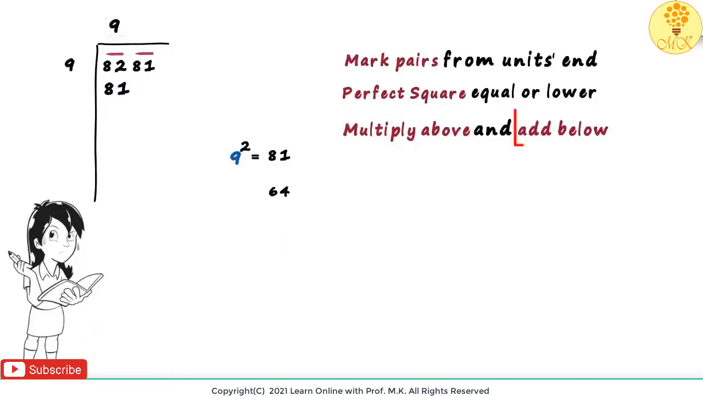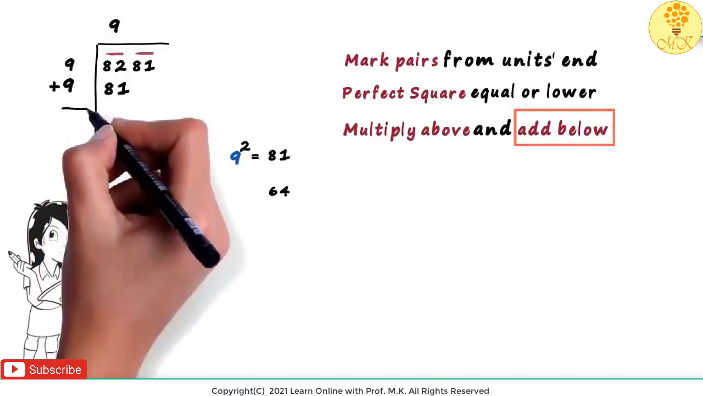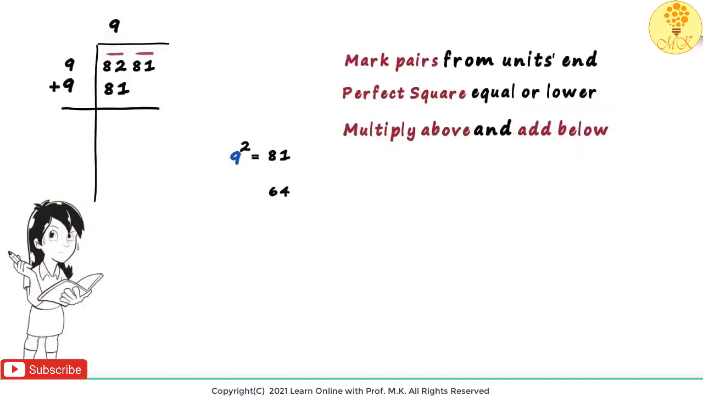Now let's come to add below. We add 9 with 9 and write the sum underneath. 9 plus 9 gives us 18. We multiply the same number with itself above and wrote the product here. And we added the same number with itself and wrote the sum here. Remember, when we multiply or add, we're doing the operation with the same digit. In this case, it's 9.